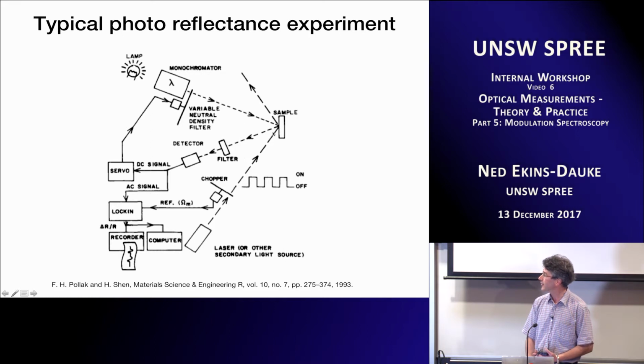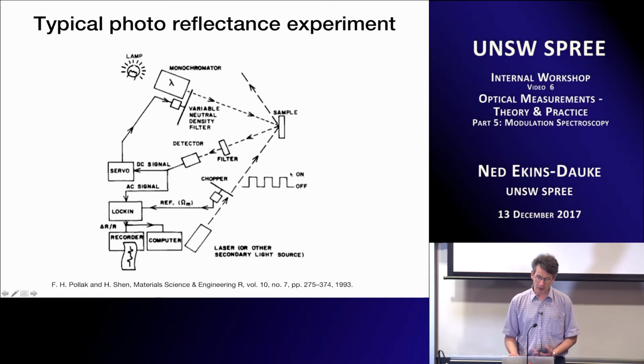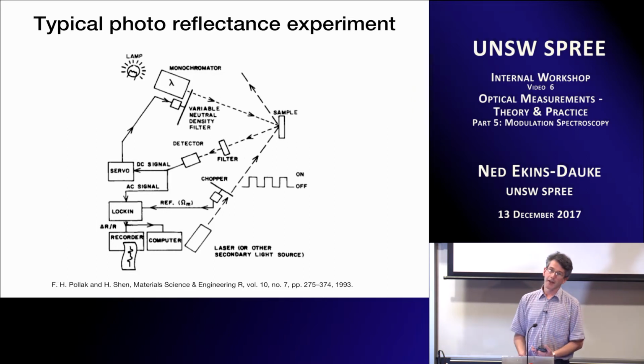You may get scattered light. You're going to want to have the filter for that too. So photoreflectance can be a little bit harder to set up, but it's actually a little bit more versatile in that you can just make a material and then measure it. You don't need to make electrical contacts.